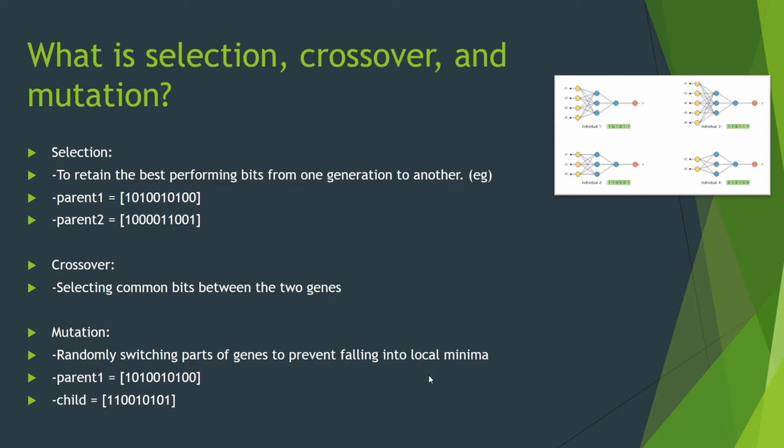But now mutation is just randomly switching parts of the child's genes to prevent falling into local minima, which means that it's just trapped in a loop where it can't escape. And this is a little example. It's a little bit extreme, but it does work. So this 0 turned into a 1, and then this 1 turned into a 0, and this is a pretty extreme example, but there is one. This is another picture.